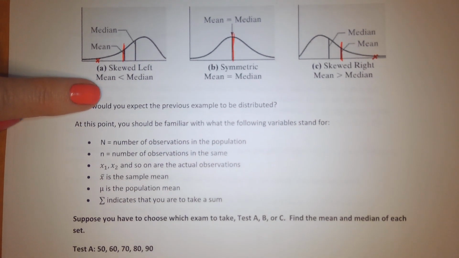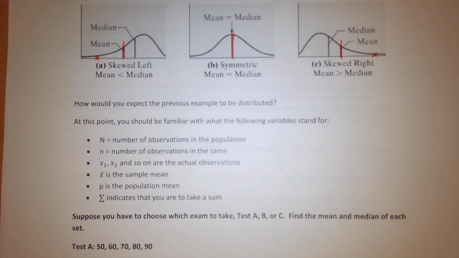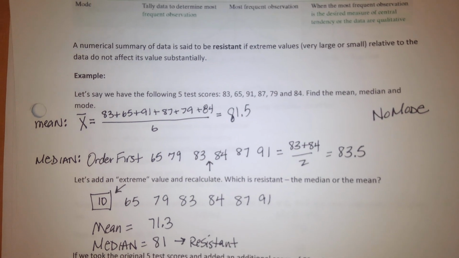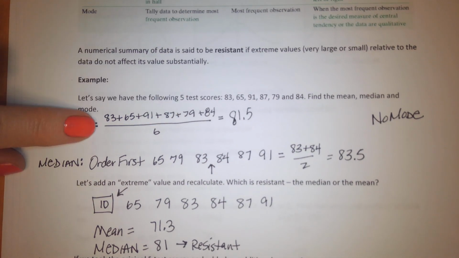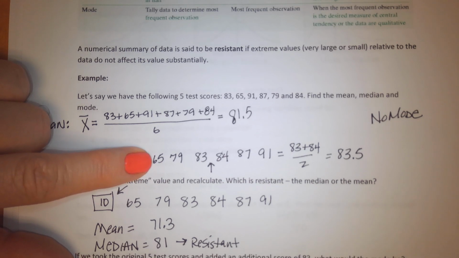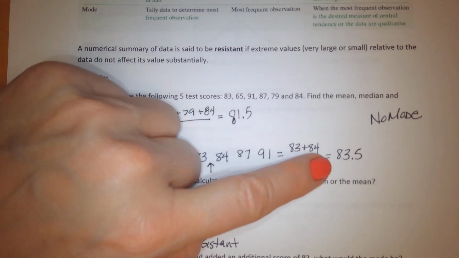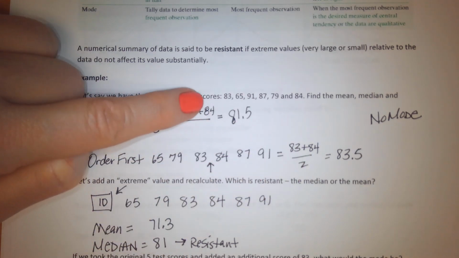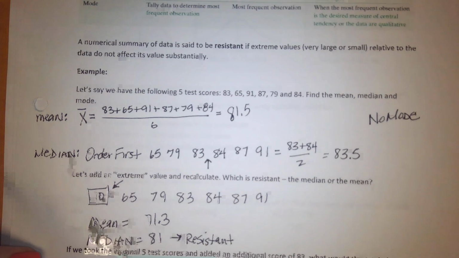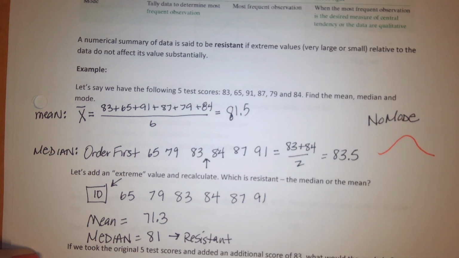So how would we expect the previous example to be distributed? So when we looked at the previous example, in this data set right here, how would we expect this to be distributed? Well, there is no extreme value, so I would expect this to be fairly symmetrical. The mean and the median are roughly the same number, so this would be roughly symmetrical. So if I were looking at a graph of this, it would probably be something symmetrical like that.